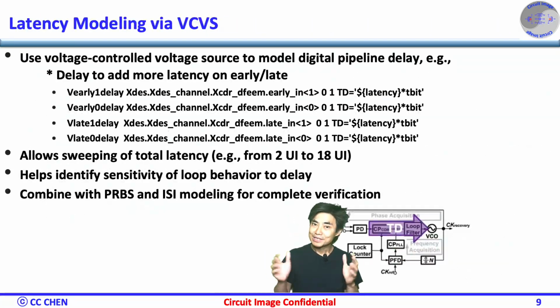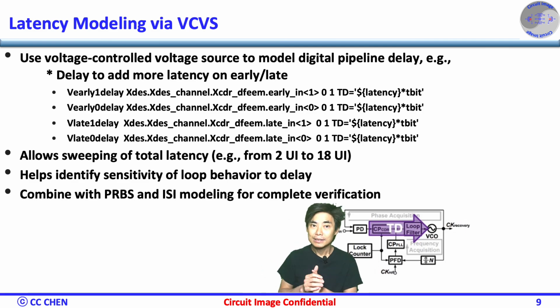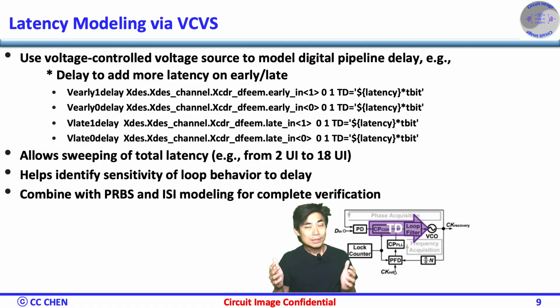Latency is critical in CDR. It affects stability and jitter. We use the VCVS block to model pipeline delay inside the loop. You place them on the early and late paths of the phase detector. We define delay using a TD parameter, which is latency times Tbit. You can sweep this from 2UI to 18UI.